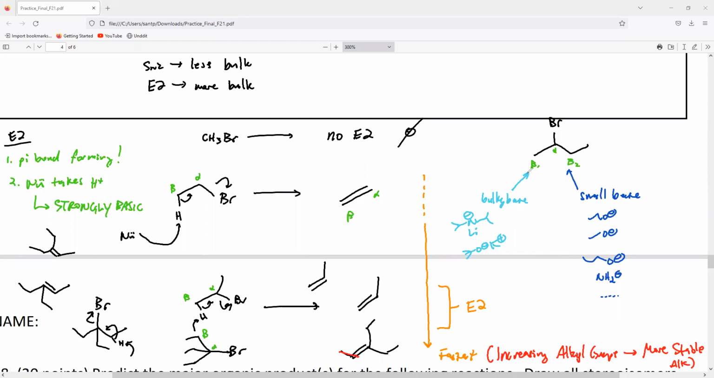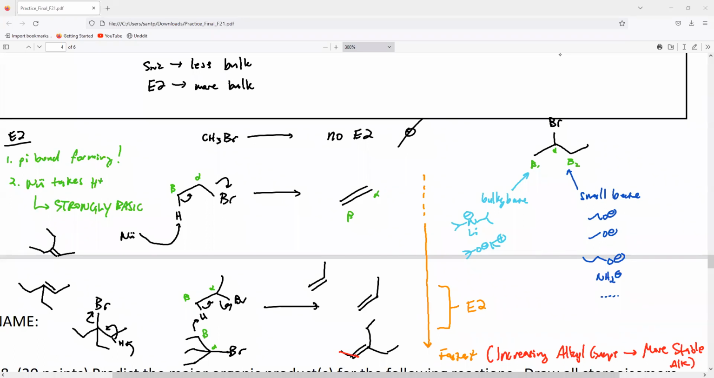So again, choosing between these two, bulky versus small. Now, here's a cool little tip for you guys. If you ever have a, oh, it looks like two people raised their hand. Someone's got to figure out who's going first. It's not going to be me.